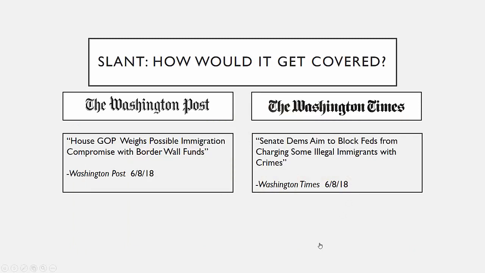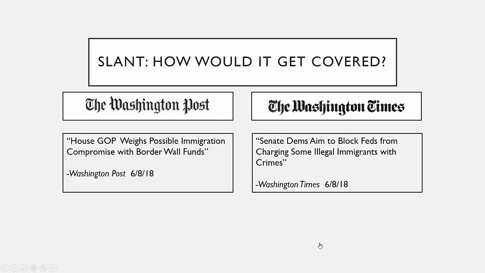Finally, there's the question of slant. Quick question, what's the difference between the Washington Post and the Washington Times? Well, they're both newspapers, they both cover the Washington, D.C. area, but that's about all they have in common. The Washington Post reports the news from a center-left ideological position, while the Washington Times from a right-wing position, as evidenced by these very different headlines on what is roughly the same story.